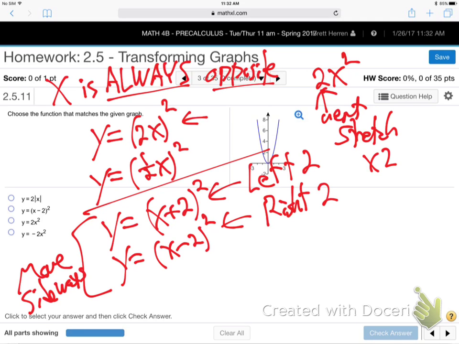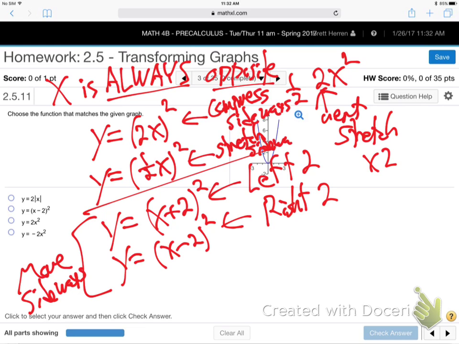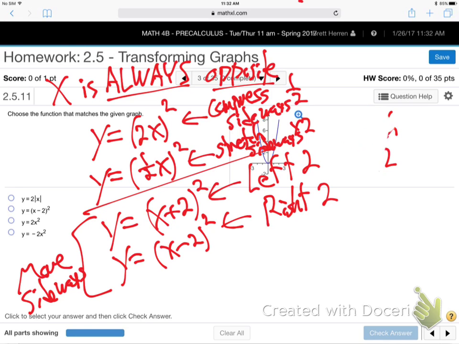Isn't it all clear now? No? It's going to compress it sideways. It's going to be half as big as it was sideways. And what is the half going to do? Stretch sideways times 2. Opposite, right? Opposite. So it does opposite in every sense. X always does opposite.